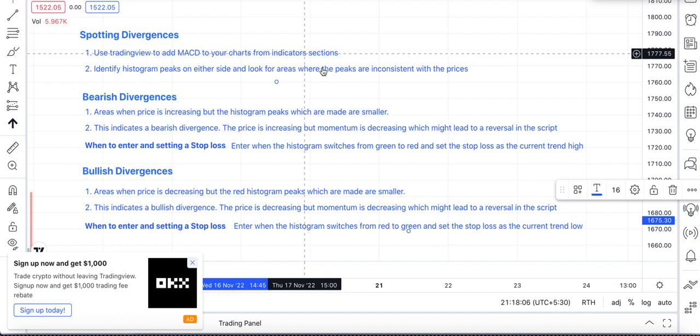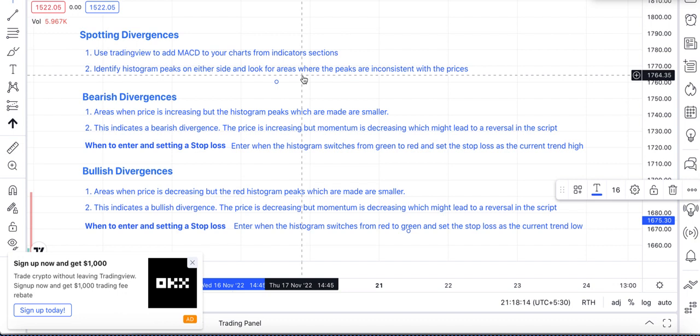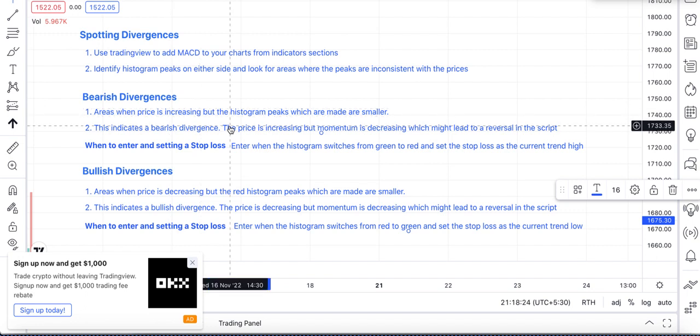First, you use TradingView to set up your MACD indicator. Try to identify the peaks of the share, and identify where the histogram is also peaking as well as the price is peaking. For bearish divergences, you have to look for areas where the price is increasing and the histogram is making a smaller peak. As discussed, this indicates that the share is experiencing a bearish divergence. The price is increasing, but the momentum is decreasing, and it might lead to a further reversal.